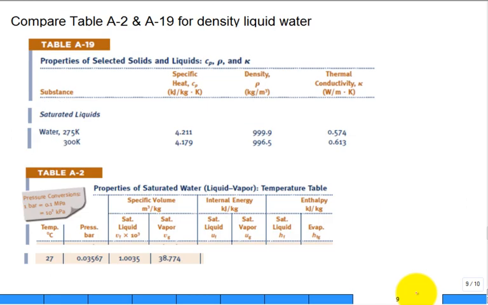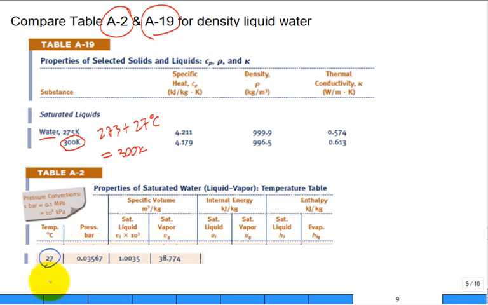You can compare data out of table A2 and table A9 to see if the textbook's consistent. So here's water. Here's 300 Kelvin water. If I add 273 Kelvin plus 27 degrees C, what do I get for the absolute temperature? 300 Kelvin, isn't it? So 300 Kelvin is 27 degrees C, right? Well, here's a line out of table A2 for 27 degrees C water. And let's say I just want to check the density value.